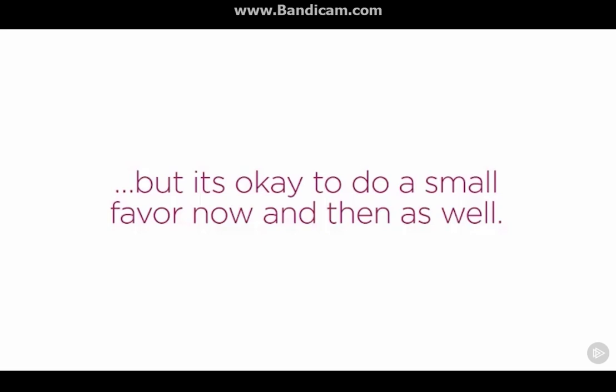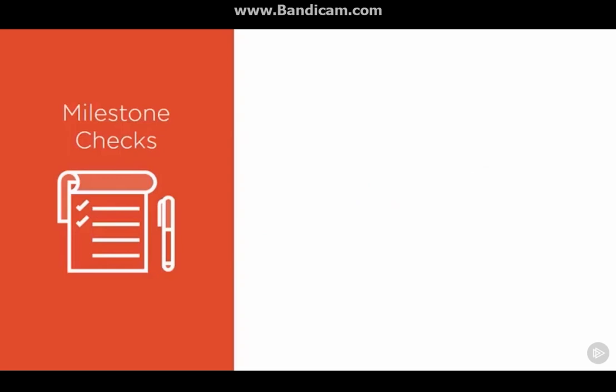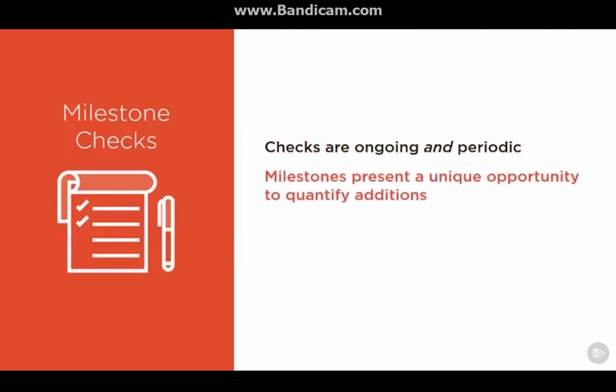A good way of managing the control of the scope, of course, is to do what's called milestone checks. In milestone checks, they're basically ongoing and periodic reviews of the work. Milestones, of course, present a pretty unique opportunity to quantify any additions to the project because you can look back to what happened during that phase or that period of time and measure whether or not anything's gone outside of the scope in that frame.